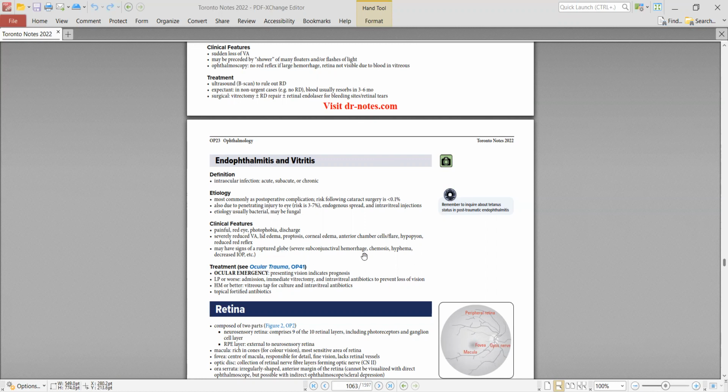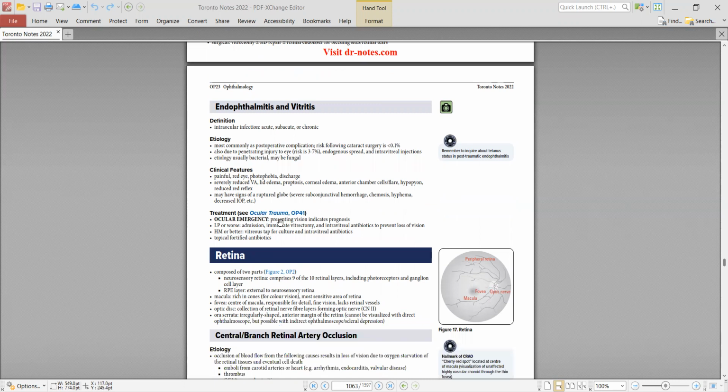So severe subconjunctival hemorrhage, chemosis, hyphema, sudden decrease in the intraocular pressure. So this is ruptured globe, how it presents. Sudden redness everywhere, and sudden drop in the intraocular pressure means rupture. After rupture, the sudden drop of intraocular pressure, ocular emergency, presenting with the vision loss.